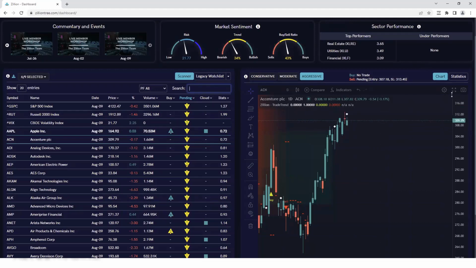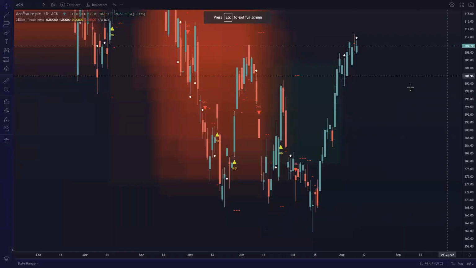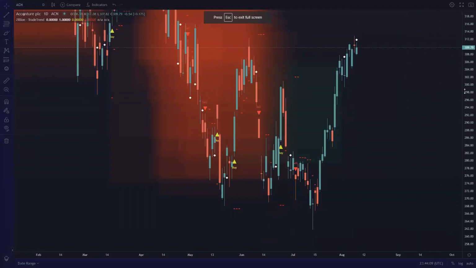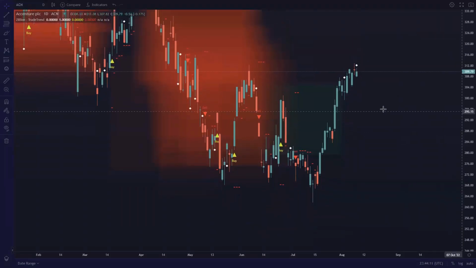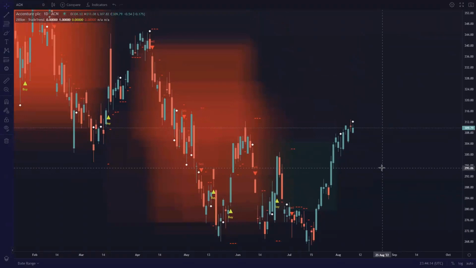And see, there's the sell signal. It looks very similar to the S&P chart. This is now a daily chart of Accenture. So we get the sell signal, and we've got resistance here around 312.